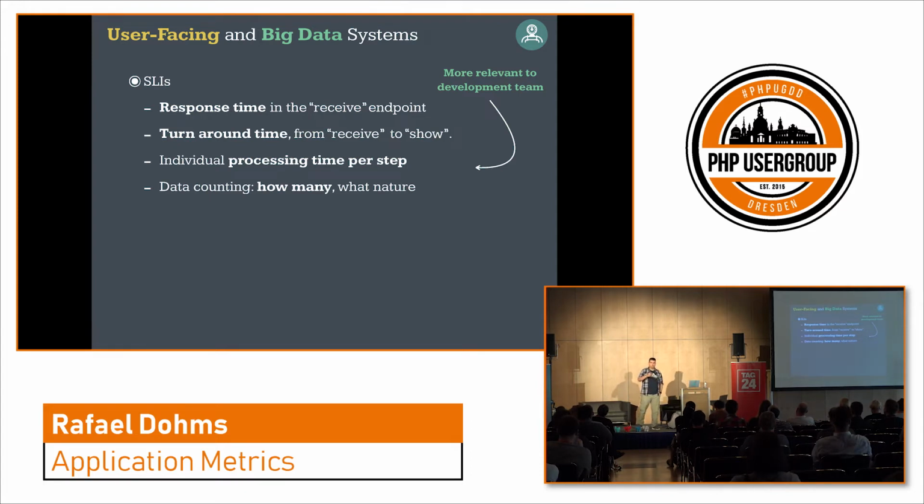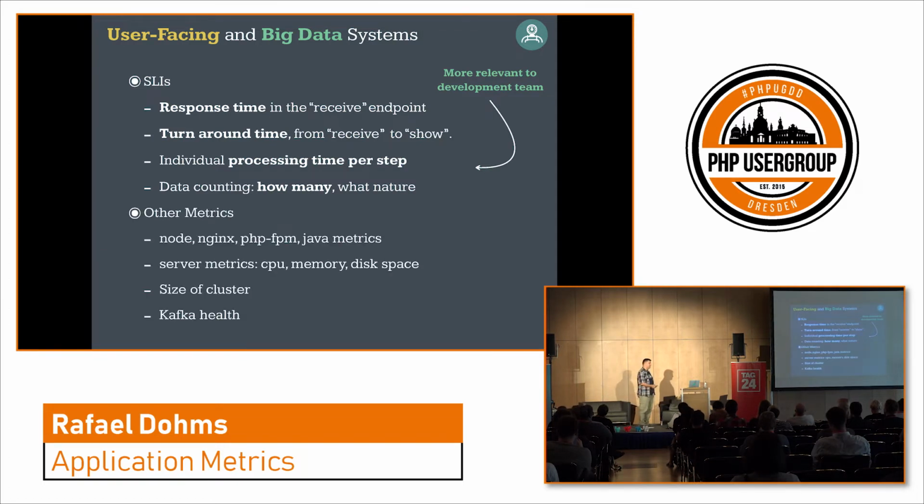But then we also talked to our ops engineers, and we went to them and, well, the application is going live, what do you care about? And they showed us an entire different set of metrics that were of value to them. Things like PHP FPM metrics, the memory, the CPU, how much storage do we have on the server? How big is our cluster? How many machines do we need to run this monster? And then, can we do it better?